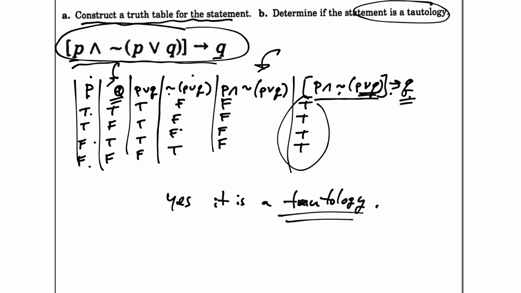Just to say one quick thing about tautology, the most basic tautology is P or not P. No matter what, that thing is true. That's what a tautology is, a statement that's always true. So that's how that works.